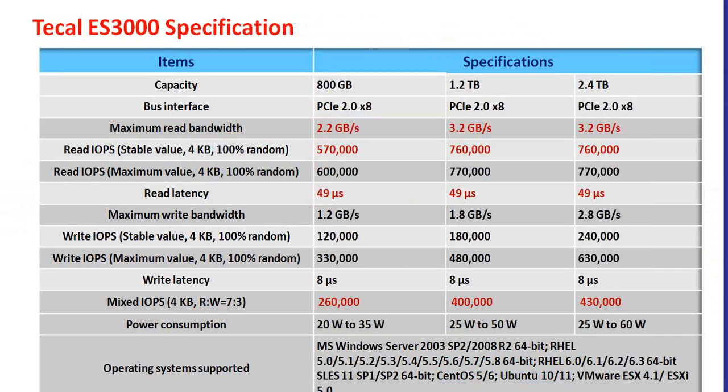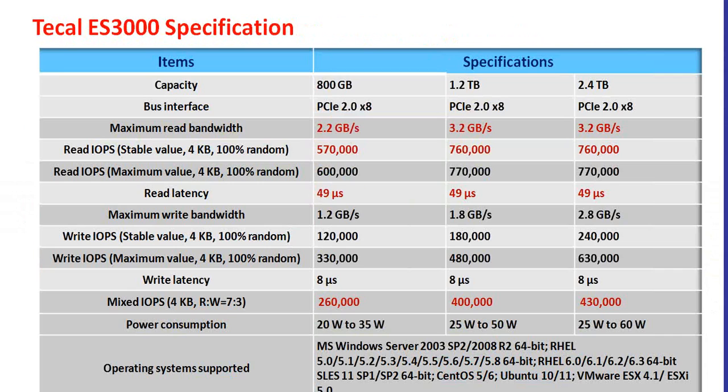So how do we achieve this performance? Due to that architecture and other things that I'm going to mention later on in our implementation of the failures and read ahead and power prevention. So our specification is phenomenal. When you look at the maximum read IOPS at 4K, 100% random, for the 1.2 and 2.4 it is at 770,000. And when you're doing the stable read at 4K it is about 760,000.